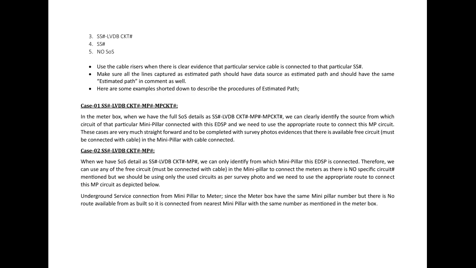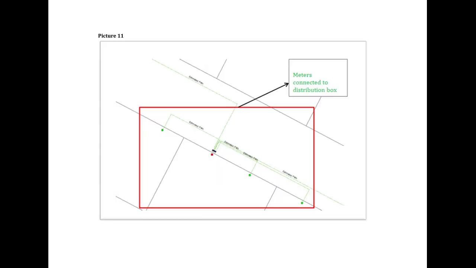Case 02: SS#, LVDB CKT#, MP#. When we have SOS detail as SS#, LVDB CKT#, MP#, we can only identify from which mini-pillar this EDSP is connected. Therefore, we can use any of the free circuits, must be connected with cable, in the mini-pillar to connect the meters as there is no specific circuit number mentioned, but we should be using only the used circuits as per survey photo, and we need to use the appropriate route to connect this MP circuit as depicted below.